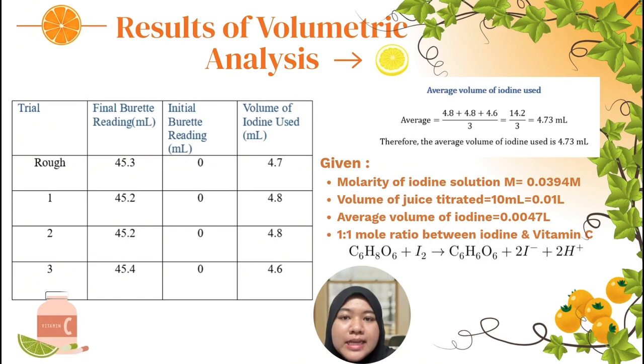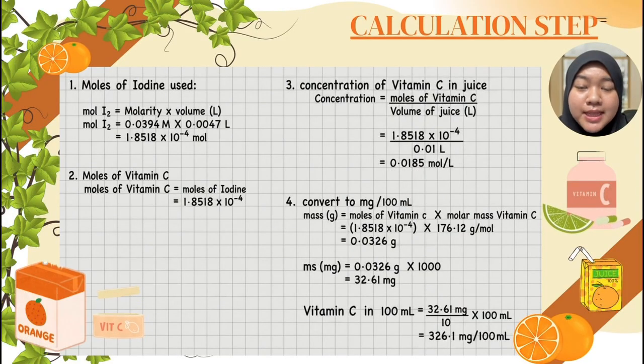Based on the balanced chemical equation, iodine reacts with vitamin C in a 1:1 mole ratio. Therefore, the number of moles of iodine used is equal to the number of moles of vitamin C present in the juice sample. This volume was then used to calculate the concentration and amount of vitamin C in the juice. Next, I will explain the calculation of the vitamin C content in the juice sample.